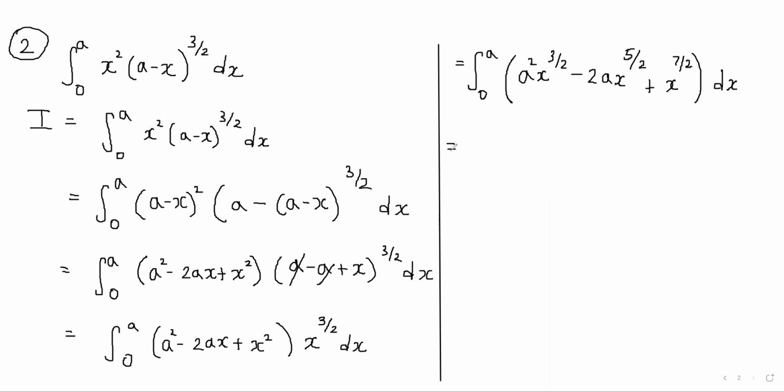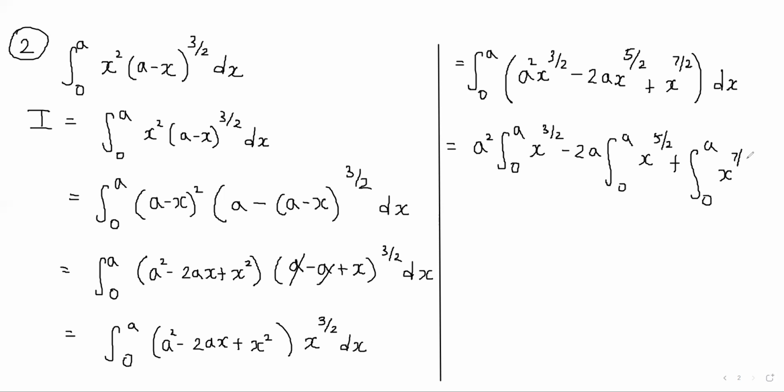dx, which is equal to, we'll take the constant out, we'll give the integration to each term. Integral from 0 to a of x raised to 3 upon 2, minus 2a as it is out, integral from 0 to a of x raised to 5 upon 2, plus integral from 0 to a of x raised to 7 upon 2. After every integration, we need to write here dx, dx and dx, which is equal to a square.